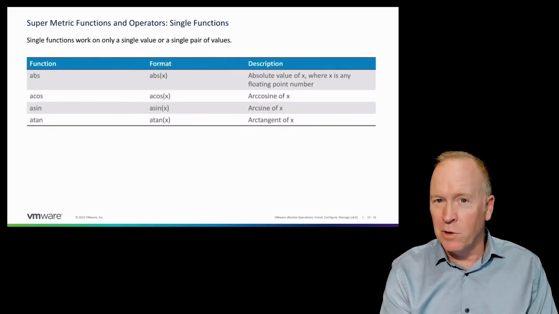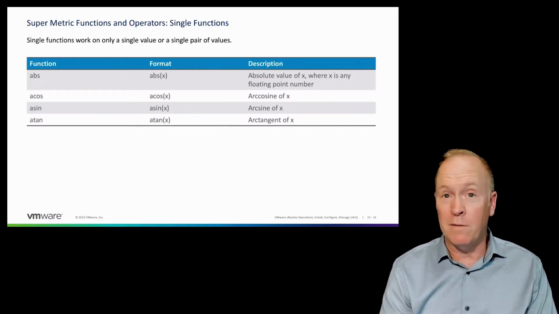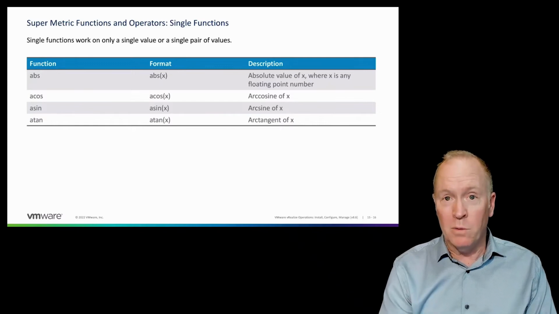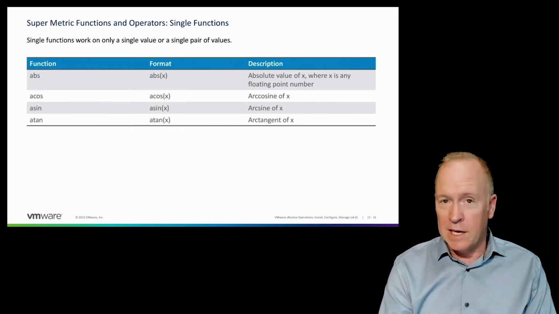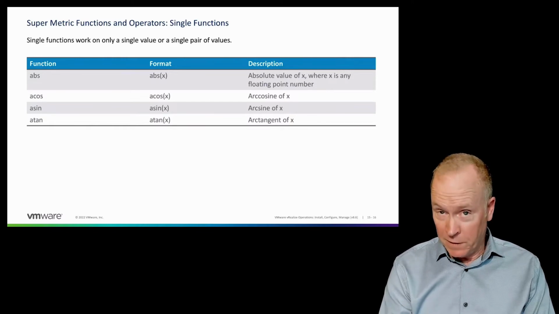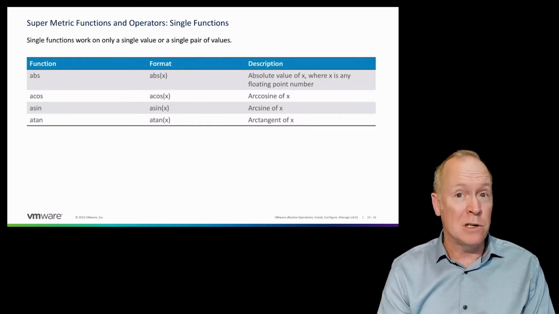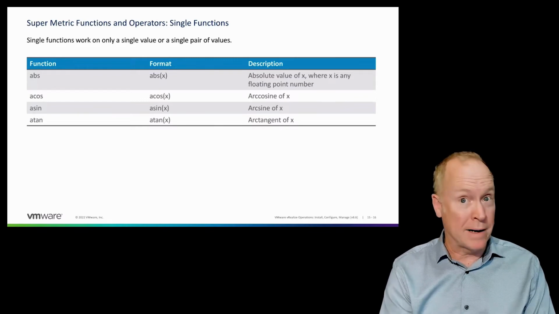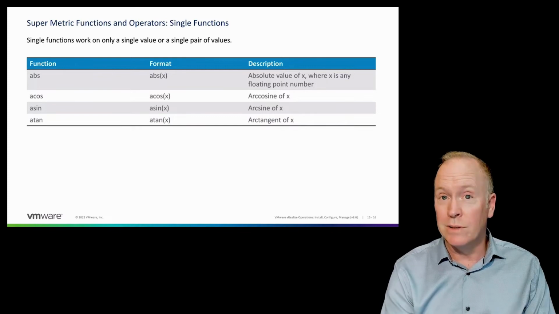Here are some additional looping functions. If you need to know the absolute value of a value that you received, you can use the absolute value function. We also have various trig functions such as arc cosine, arc sine, arc tangent. To see a full list of all of the looping functions that are available to you, pay attention in a few slides when I show you how to use the supermetric editor, because all of the mathematical operations and all of these looping functions are listed in that tool.